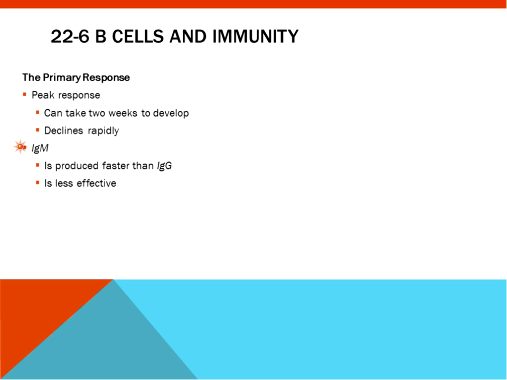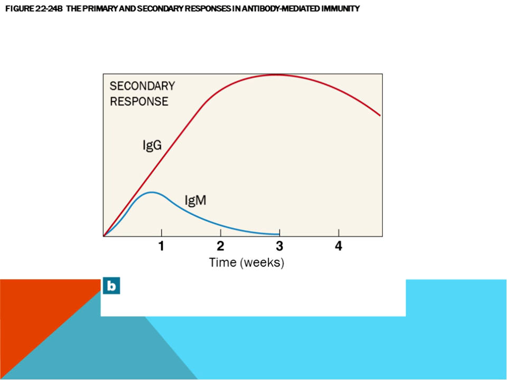The IgM antibody is going to be first on the scene, as we talked about in our discussion of the different classes of antibodies, and it'll be produced faster than IgG. Although it's not nearly as effective as IgG, it is a good first responder, so it will be first on the scene there.